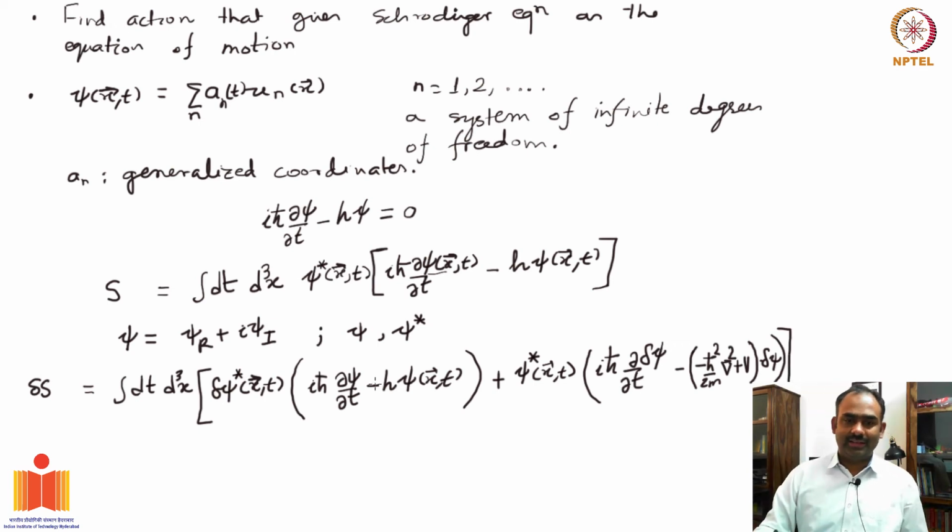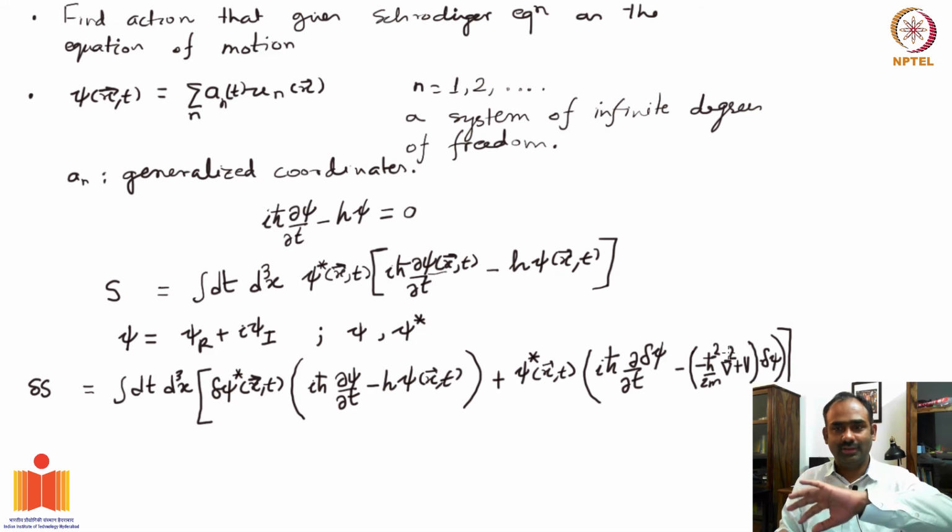Good. Now if I put delta S to 0, and because delta psi star and delta psi are independent of each other, I will be able to find the equations of motion. The first term is good because you have a delta psi star. The second term is not so nice because you have a delta psi on which several derivatives are operating. Here the time derivative is acting, here you have the differential operator del square acting on delta psi. So we want to free up the delta psi of all these operators, and it's easy to do using integration by parts, which you have learned in school. Simple thing.